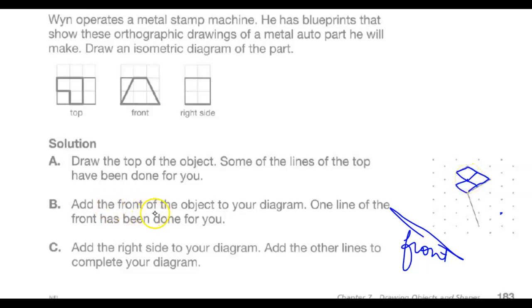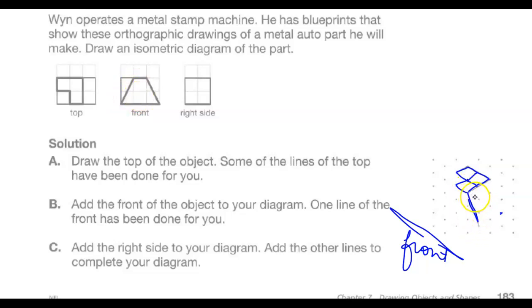Then it says add the front of the object to your diagram. One of the lines has been done for you. So there's that diagonal line that's been done there. So then it's 3 units across from there. And it is diagonal on both sides. So this has to match.